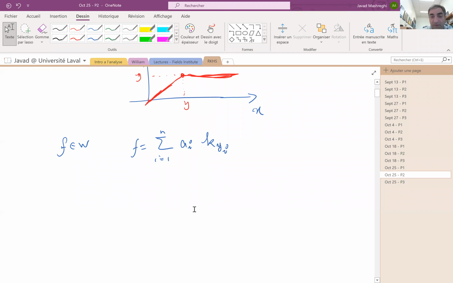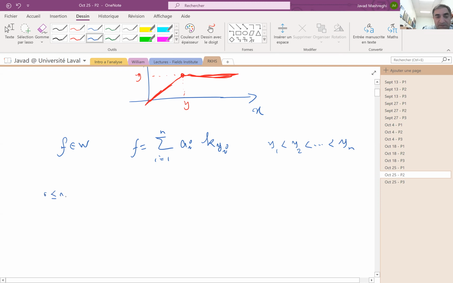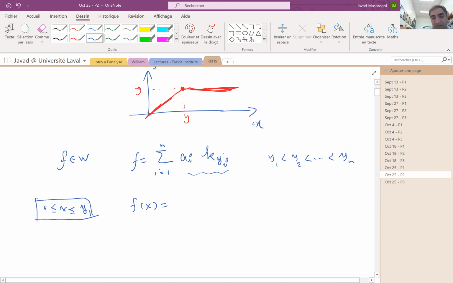Another way to look is, as before, without loss of generality, assume that y_1 is less than y_2, less than y_n. And if your x is between 0 and y_1, the first interval, f of x, for all the functions, we are here. In other words, k_i of x is equal to x for all of them. So we obtain the sum from i equals 1 up to n of a_i times x. It's a multiple of x.